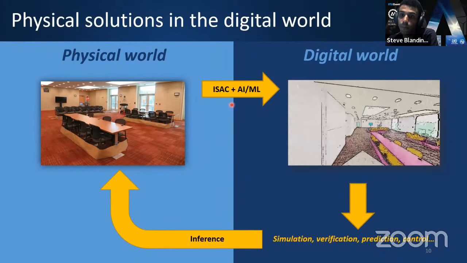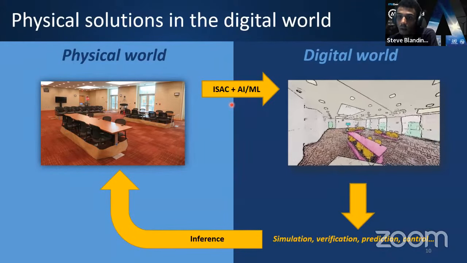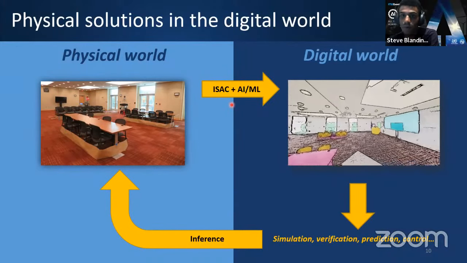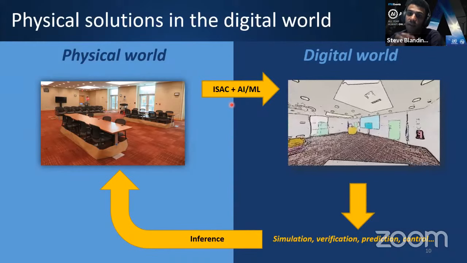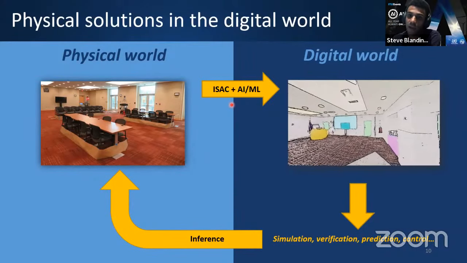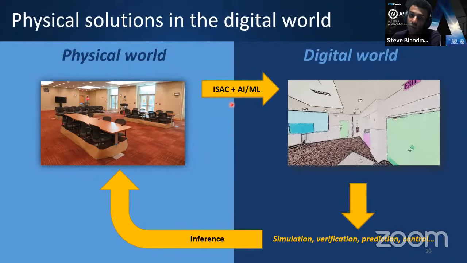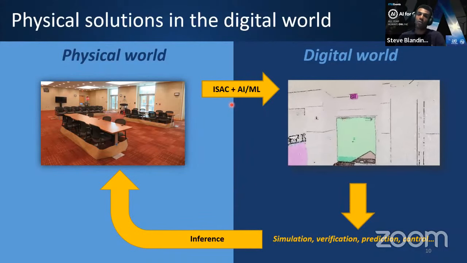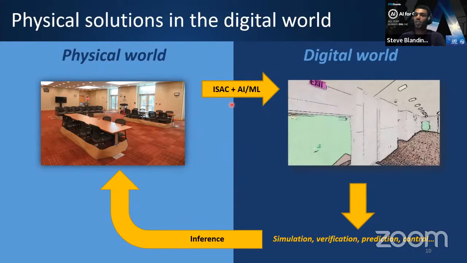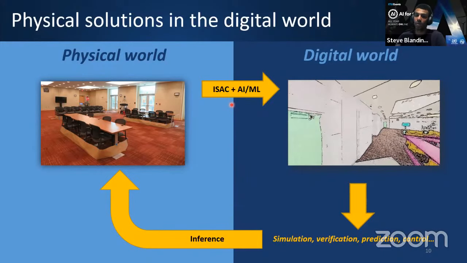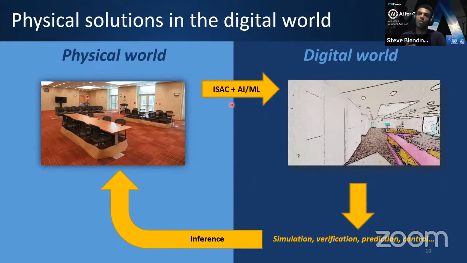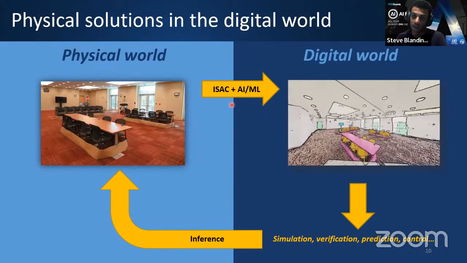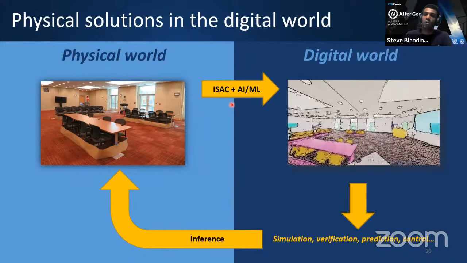So this is basically what recently has been referred to as the digital twin problem: recreating the physical world in the digital domain, and then using the digital domain to perform simulation, verification, prediction, or control. So basically, if you have a problem in the physical world, you can solve it in the digital world. And thanks to a simple inference, you can have the results in the physical world.